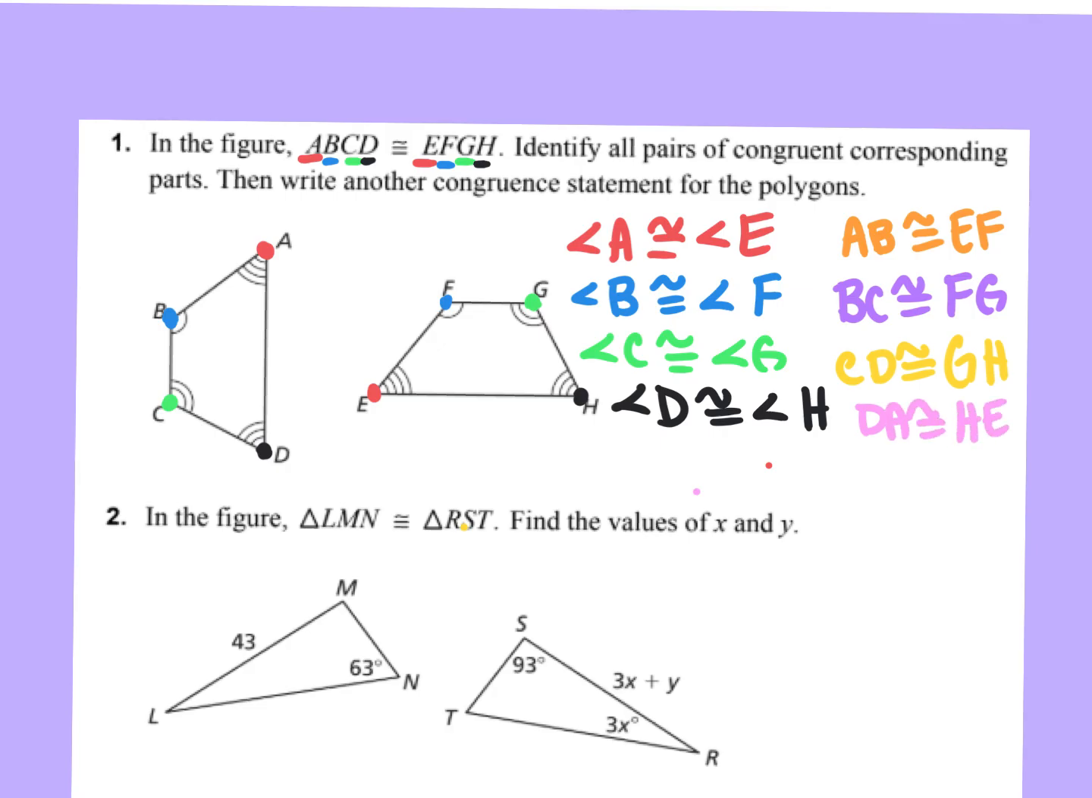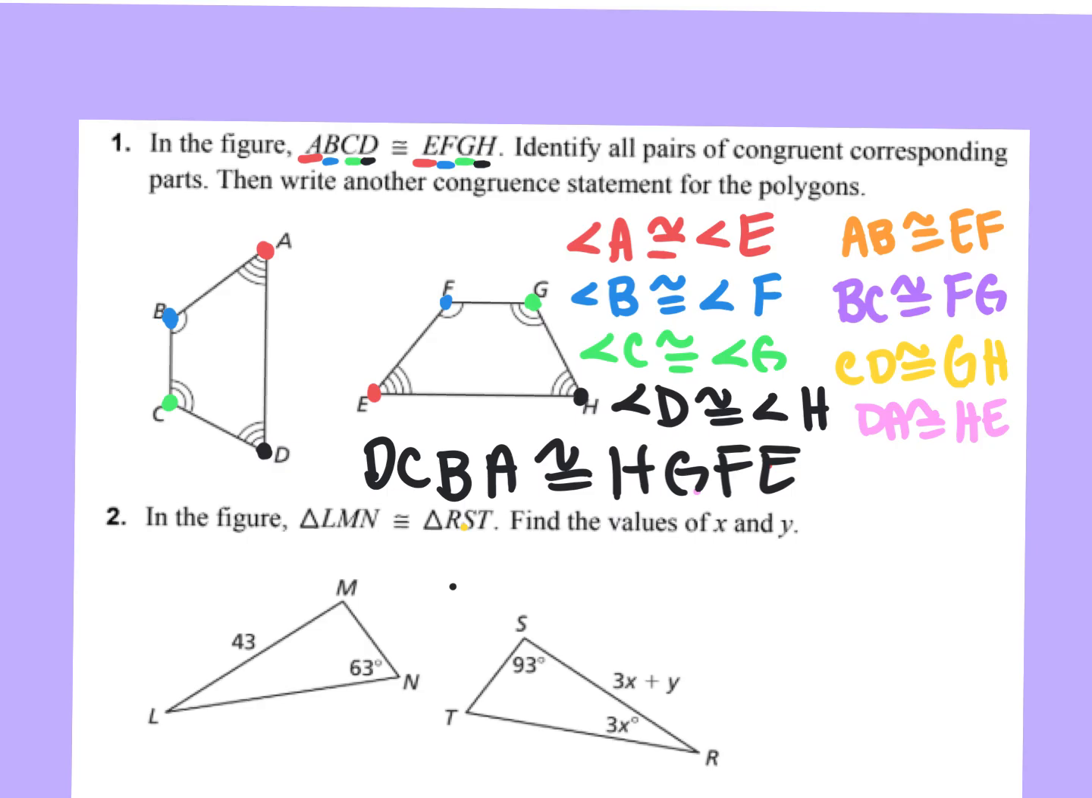All right, now, the last thing they're asking is to write another congruency statement. So they want you to write it in a different order than you see there. As long as everything matches up, you're good. So I'm going to just say DCBA. If I match everything up properly, then that would be HGFE. Okay? You could write it different ways, but any congruency statement works, as long as each piece is congruent to what it's supposed to be congruent to.